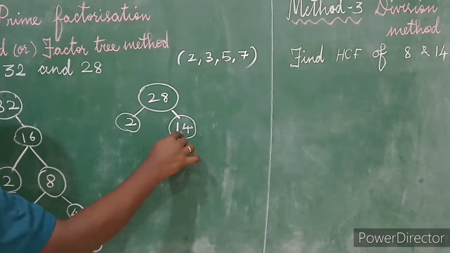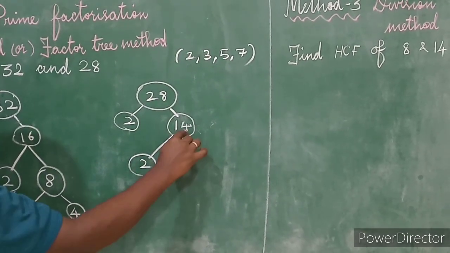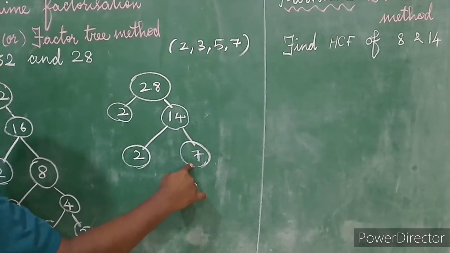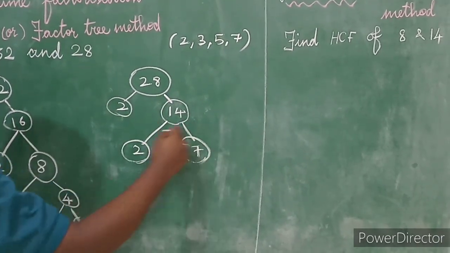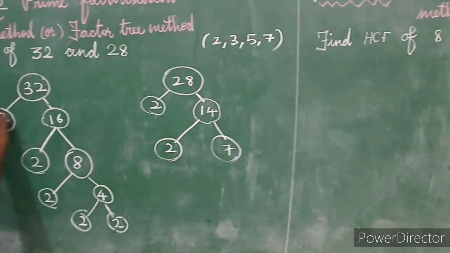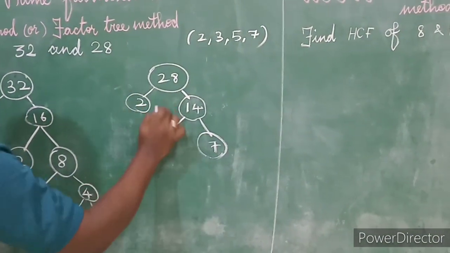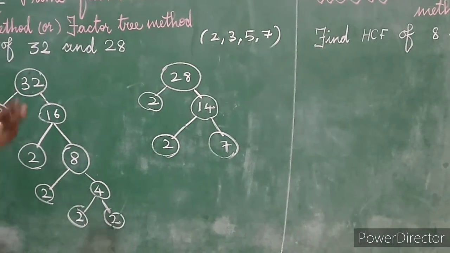Now, again 4 in the ones place, I can divide 14 by 2. So in 14, how many 2's are there? 7 2's. Now I cannot divide 7 further, because 7 itself is a prime number. So at the end I should get only prime numbers. If you see here also, all the 2's are prime numbers. Here all the 3 numbers are prime numbers. So till then we have to divide. This is called the factor tree method.